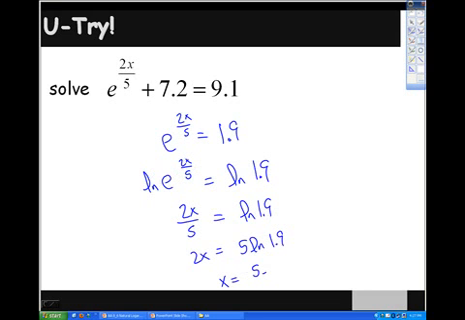So x equals 5 natural log of 1.9, all divided by 2. We'll take that to a calculator and get a decimal approximation here. So I've got 5 natural log of 1.9, close the log, divide that by 2. And I punched in a wrong number there, so let me go back and edit that. I need 5 natural log of 1.9 divided by 2, which is approximately 1.0605. So there's my answer. If I want to plug that in and check, I could just take 2 times the 1.0605, divide that by 5, take e to that power plus 7.2, and see if I get 9.1.